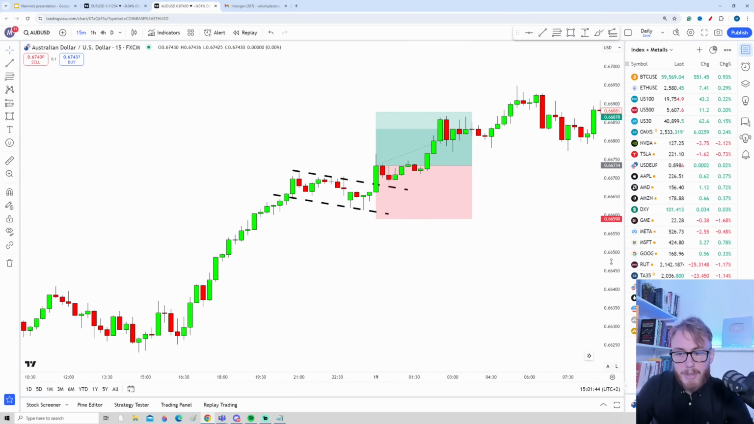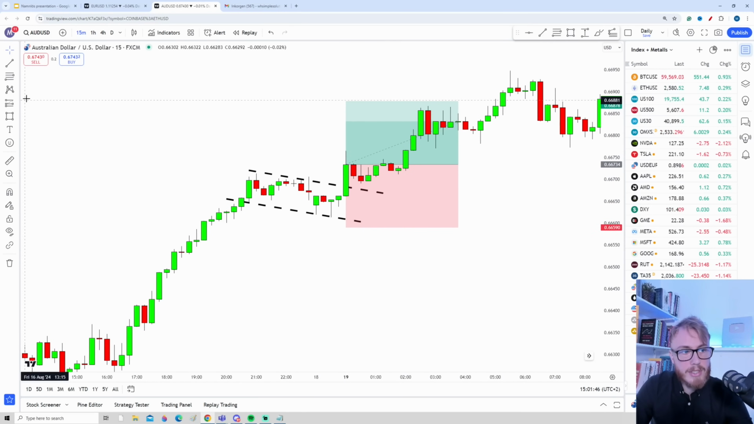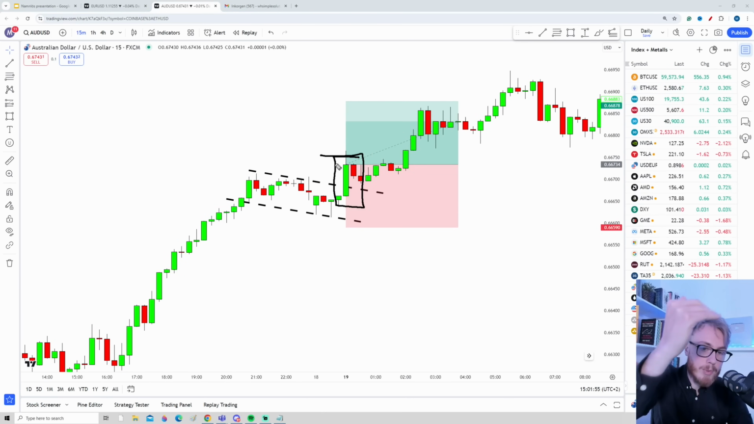The other entry method here is to enter at the break of the pullback. And when we enter at breaks, what we're looking out for is actually pretty much exactly what we saw right here. We want to preferably see a strong momentum candle breaking up to start the next trend leg. And in this case, you can see that we had a strong momentum candle breaking above. The common entry point is to enter at the candle close of this candle right here.